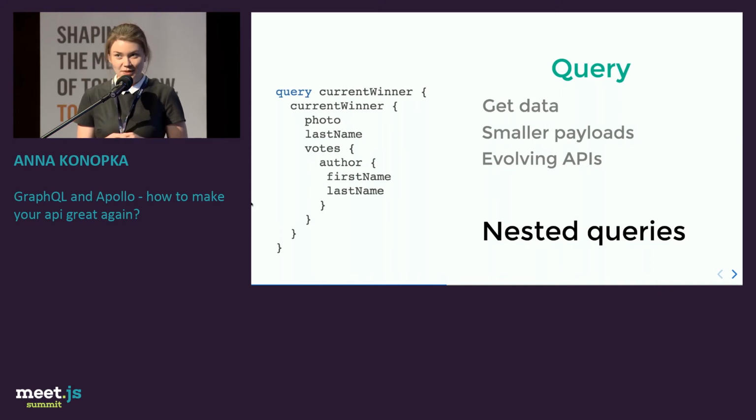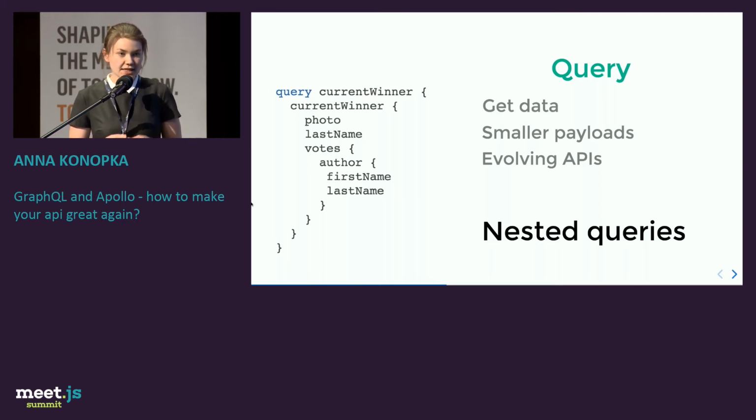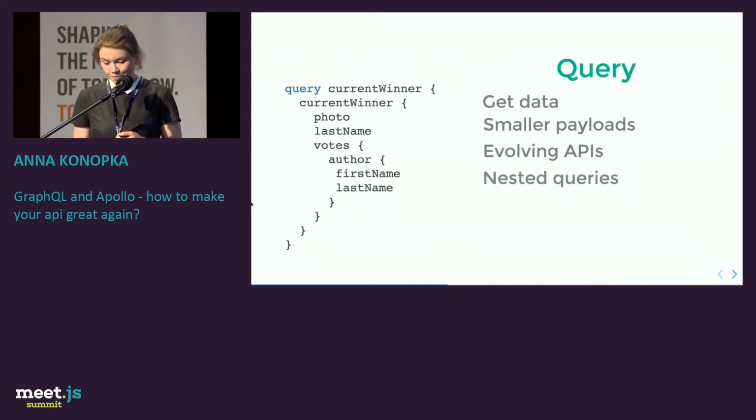And this is the place where we draw the big guns, and these are the nested queries. So what if we would like to have the authors of all of the votes that were given to a current user? In the classical HTTP, in the classical REST approach, you would probably make a lot of HTTP calls to achieve that. And in GraphQL, it's possible to get all of this data in one single request. And this is something that also plays a role when we are talking about mobile users.